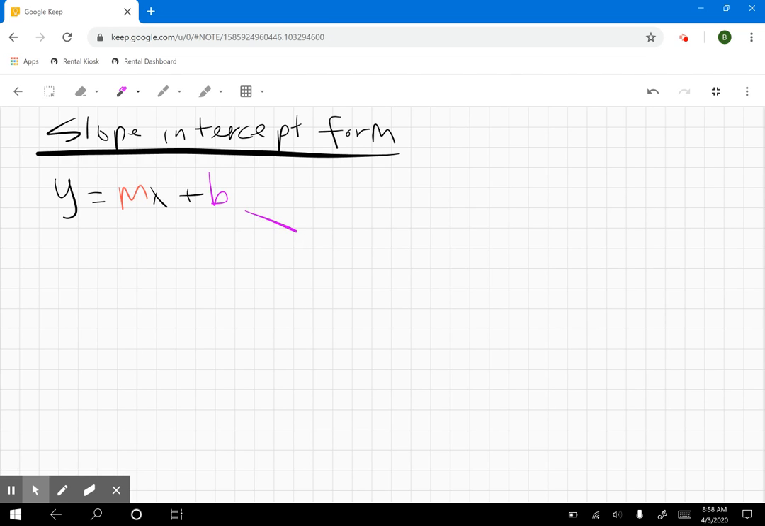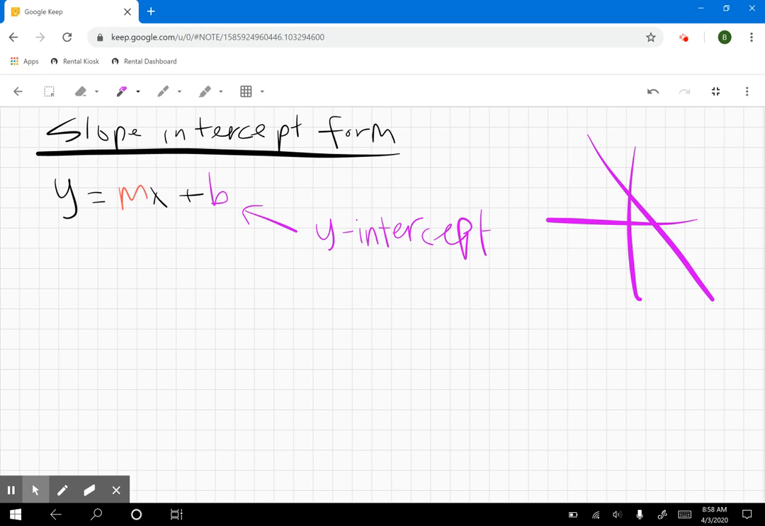So b is the y-intercept. Now what is the y-intercept, you ask? It's essentially the point on a graph where your line crosses the y-axis. So if that's your y-axis, that's your x, there's your line. The y-intercept is the point where your line crosses the y-axis.